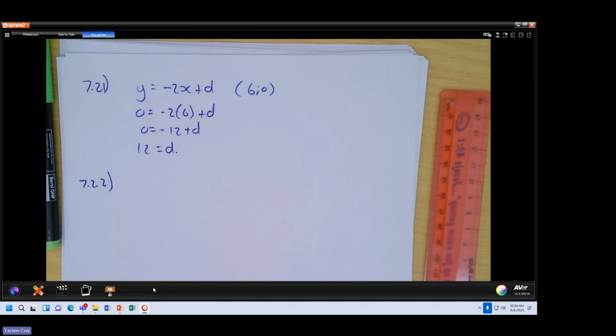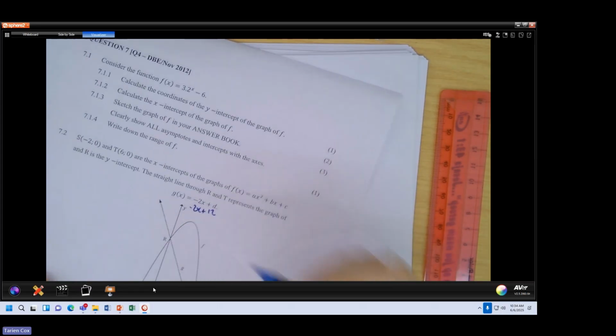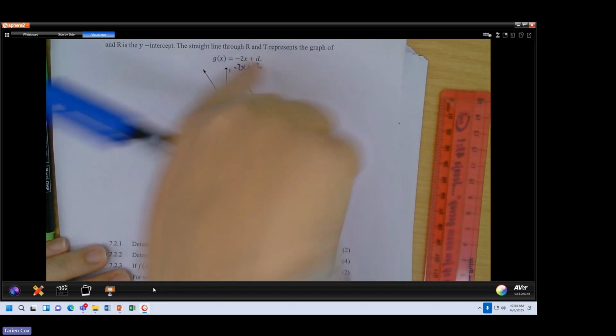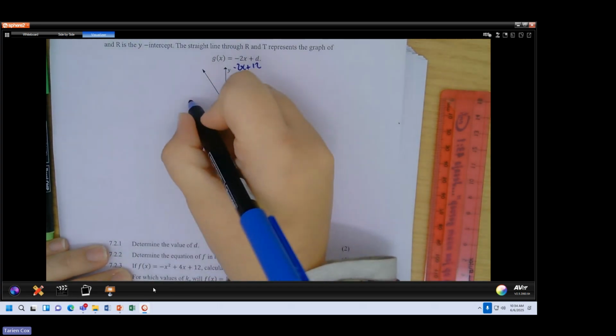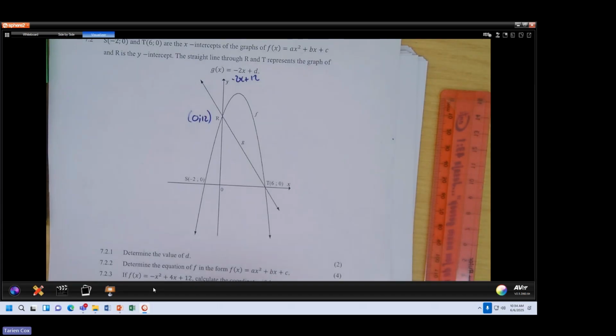7.2.2, that means I have my value, which is 12. So that's negative 2x plus 12. But now they are asking for the full equation of f in that specific form. But let's see what I have of my parabola. From the answer that I've got here, I can now complete and say that the coordinates of r would be (0, 12). So it's important for me to write that coordinate in, because then I will see what I have. So I've received my x-intercepts and my y-intercept.